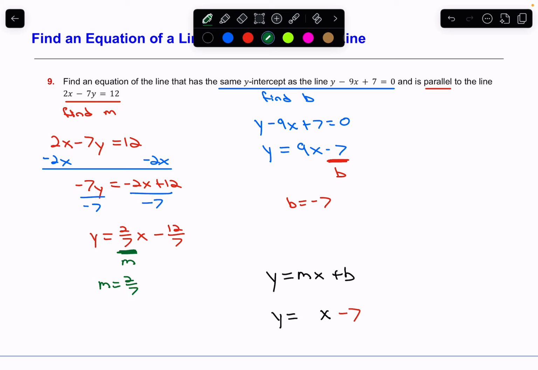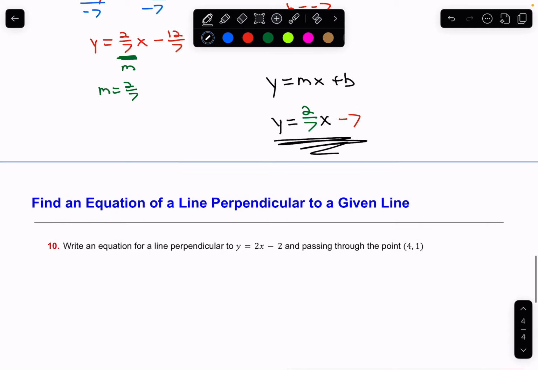All right, so we're going to take that m, we're going to plug it into our equation at the bottom of the screen, and the actual answer to our question is the line y equals 2 over 7x minus 7, where the 2 over 7 is the same slope as the original red line, so that means it's parallel to that red line. And the negative 7 is the y-intercept of the blue line, so it has the same y-intercept as that blue line.